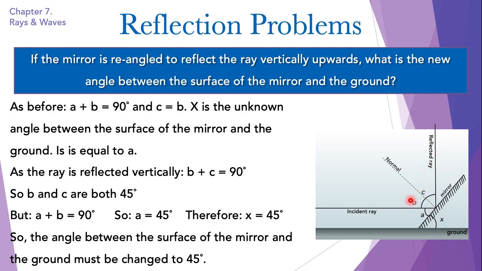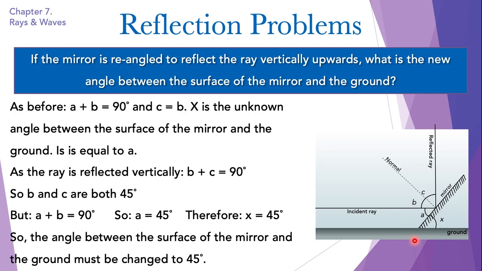So now what we know is that because B is 45 degrees, and B plus A is equal to 90 degrees, A is also equal to 45 degrees. So if B is 45, A is also 45. Therefore, the angle X is also 45 degrees. So the angle between the surface of the mirror and the ground must be changed to 45 degrees.